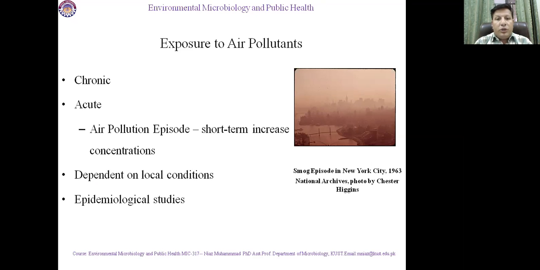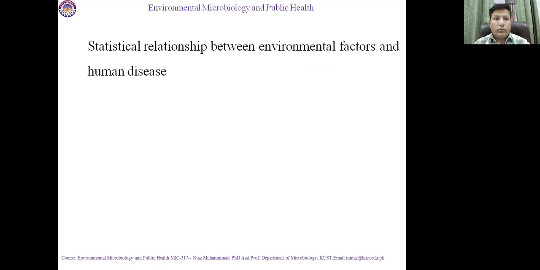Epidemiological studies. So, epidemiological studies can tell us about the effects of the pollutants which are present in air, which type of disease has been caused by those pollutants in that area. So, the statistical relationship between environmental factors and human disease. It will tell which type of pollutant has caused which type of disease in the people of that area and that region.